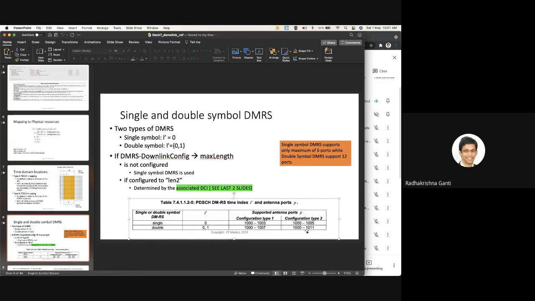Is this clear? Did you understand this? Forget about this L dash. L dash 0, 1 means it's there for 2 symbols. L dash 0 means it's there only for a single symbol. That's what it means.